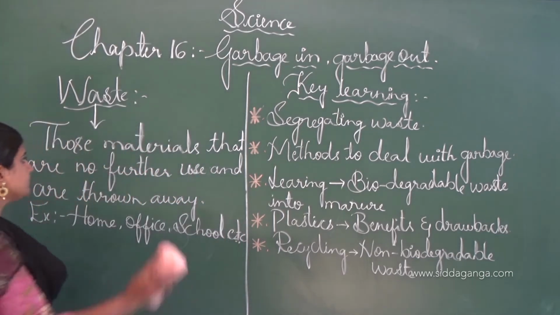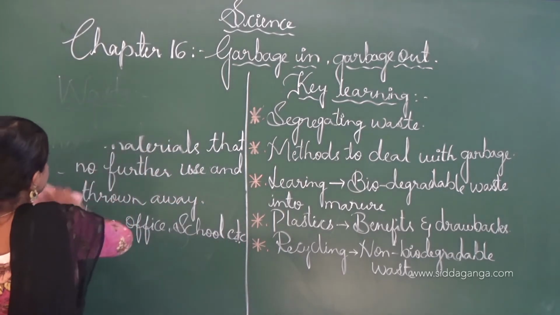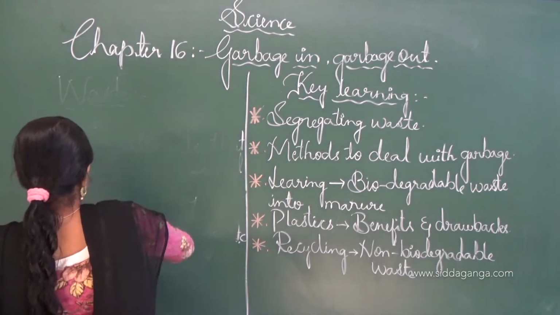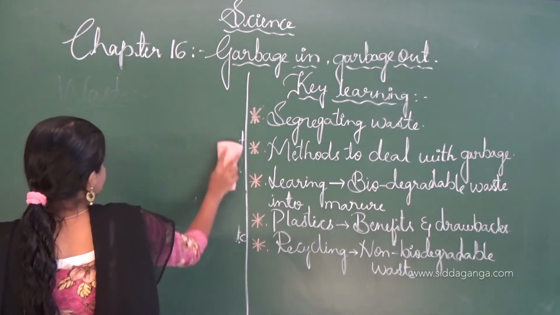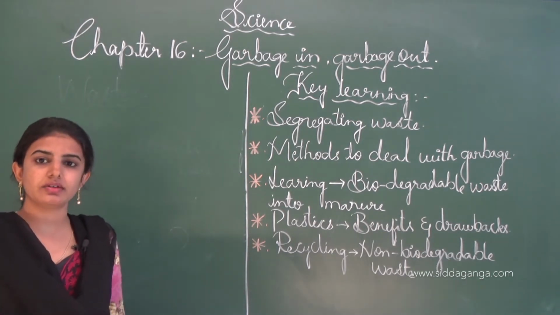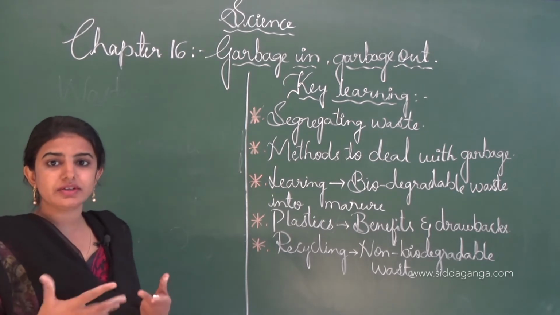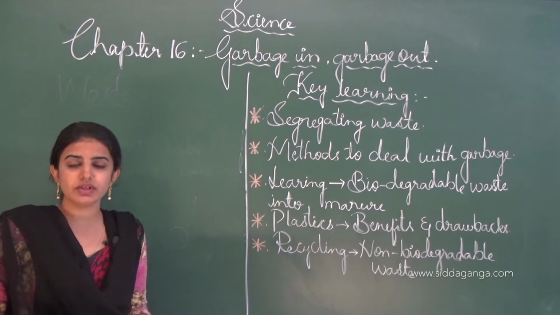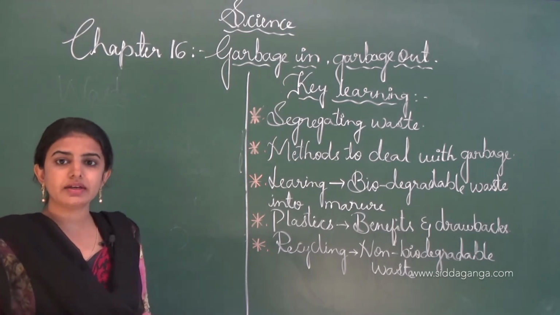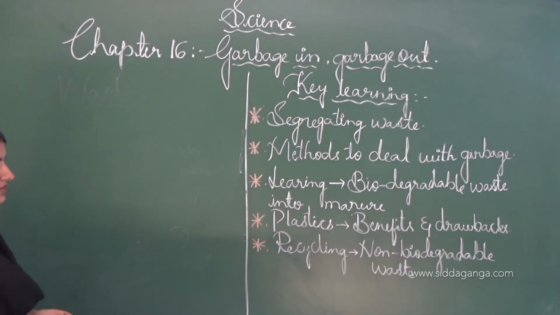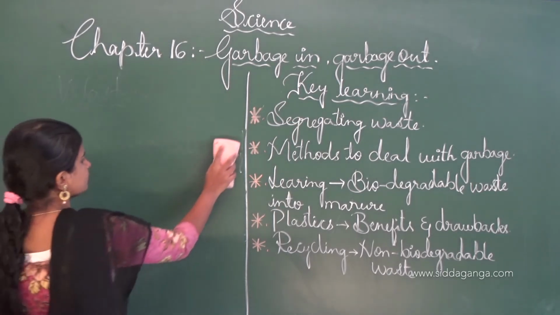Biodegradable materials or substances are those which can be degraded, meaning microorganisms will attack such a substance so that it will decompose to become fertile soil, which is beneficial for growing plants. Such substances are called biodegradable waste.